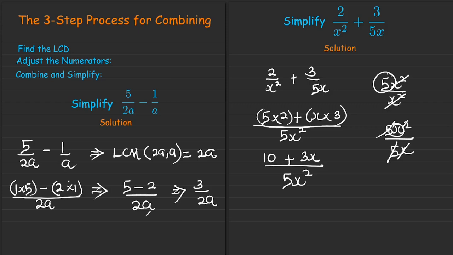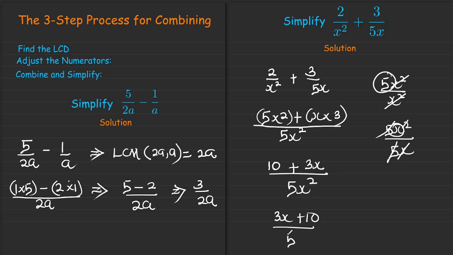Now, you realize that there is nothing left for us to simplify. We don't have anything to simplify. Hence, this becomes our final answer. You see, you can choose to write it as 3x plus 10 over 5x squared, and it's still correct. Now, what if the variables we have in the denominators are actually not the same? How do we work that out?